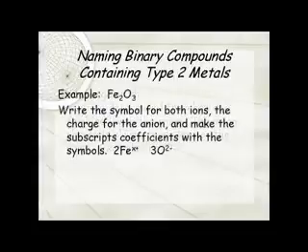So the example we're working with is Fe2O3. What we're going to do first is write the symbol for both ions, the charge for the anion, and then we'll make the subscripts coefficients with the symbols.